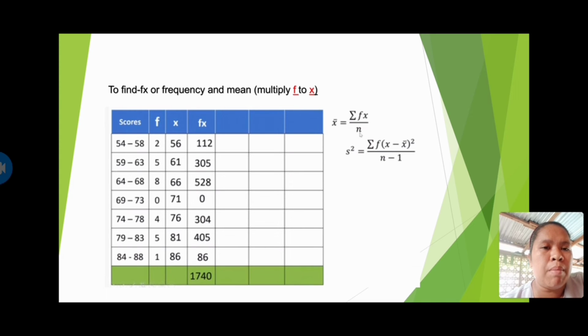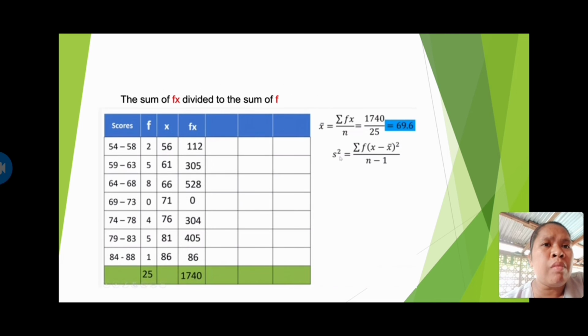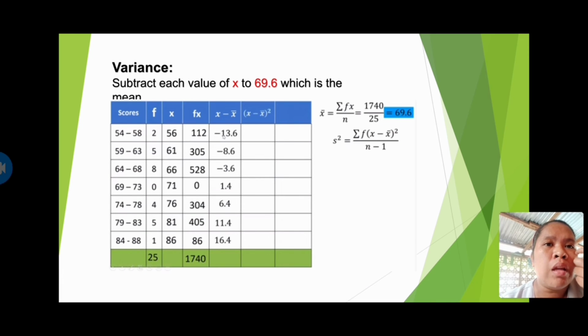So we came up with 1,740. The next step is the sum of fx divided by the sum of f. Next is to get the variance: subtract the mean, which is 69.6, from each value of x.